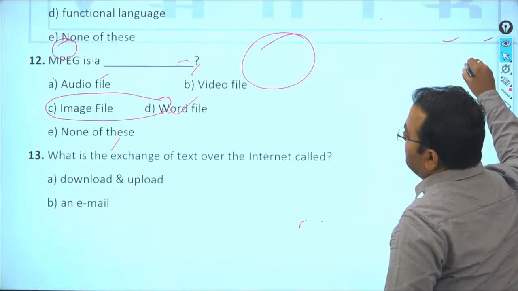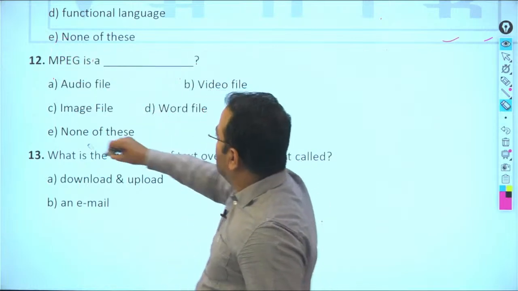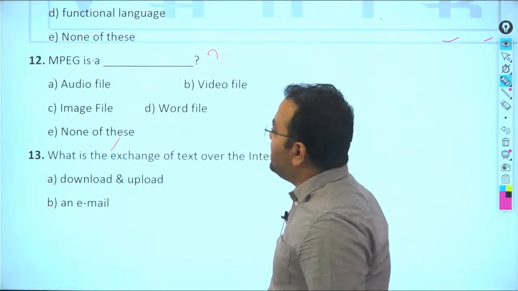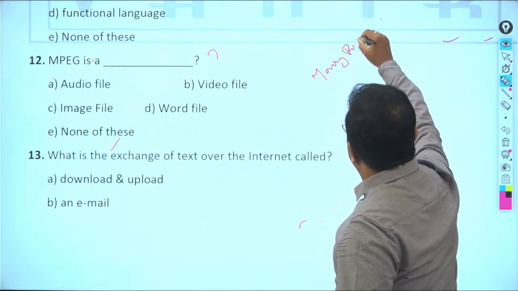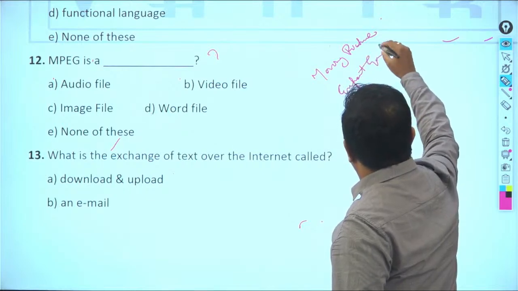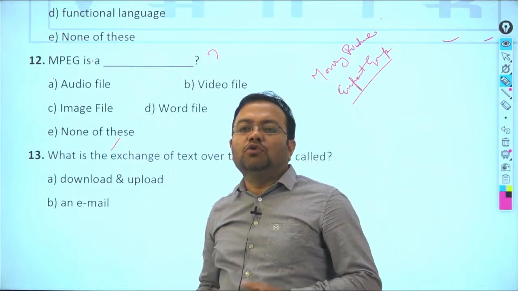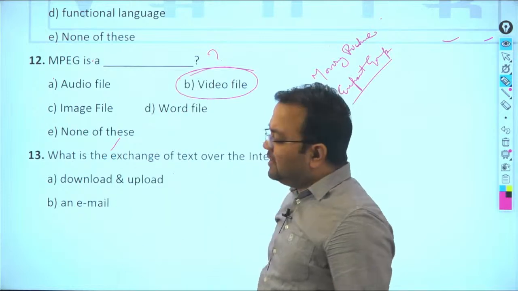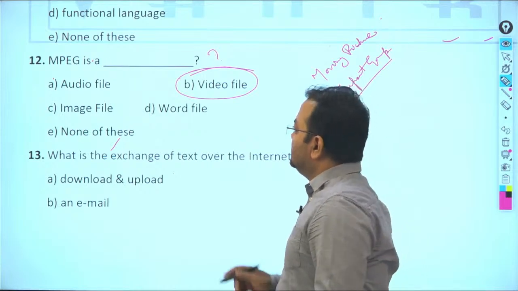So in question number 12, let's see what the question is. The question has asked, MPEG is a dash. So students, MPEG stands for Moving Picture Expert Group, and this is a video file or motion file or moving file. So here the option is B, it is a video file. If in the option it has asked motion file, then it is also correct. Video file or moving file, this is also correct. So here answer is B.